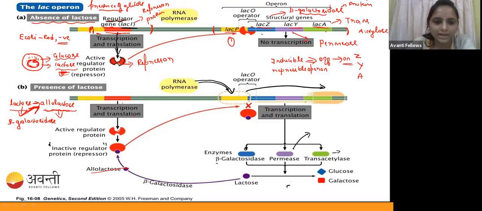It is transcribed by the RNA polymerase, then it is translated, going to mRNA, then gives a protein. That protein is called a repressor. In the exam, they may ask that the product of the lacI gene is called what. Guys, don't confuse: that is the repressor. The product of the lacI gene is not the inducer; it is the repressor.